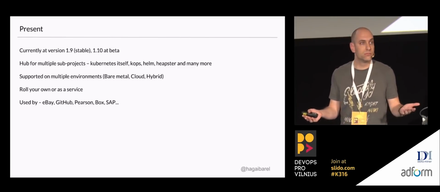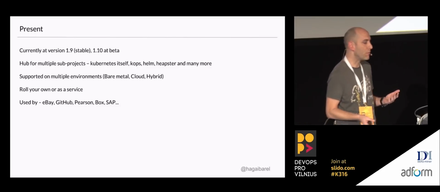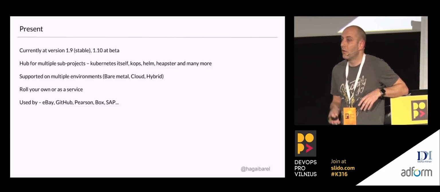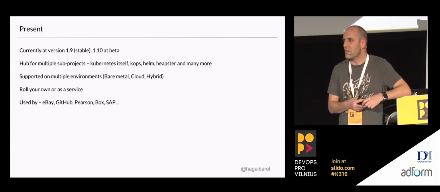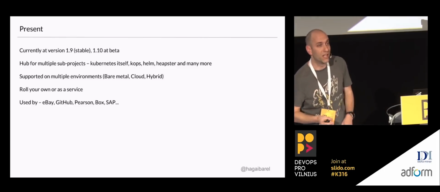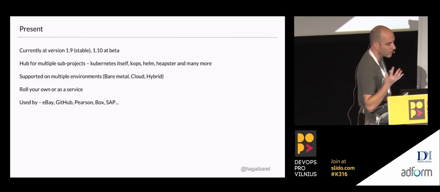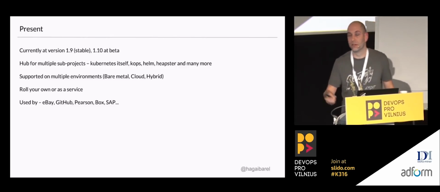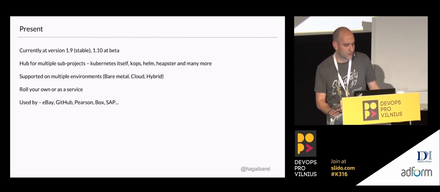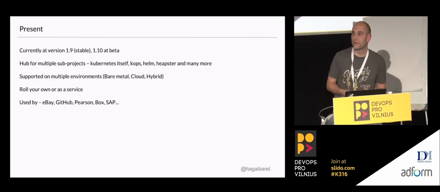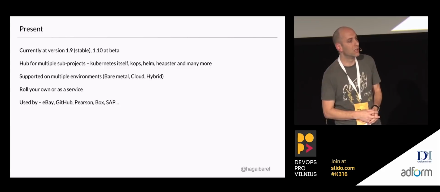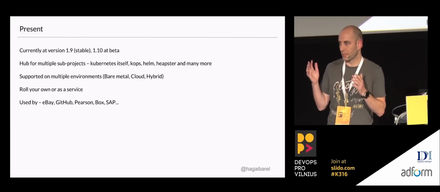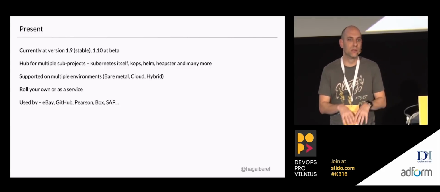You can roll your own, just download the source code, compile it, install it, have fun, or you can just use it as a managed service from a cloud provider. Most major cloud providers today provide a managed Kubernetes service, Azure, Google Cloud naturally, and AWS just announced one at re:Invent last year. Major companies you might have heard of using Kubernetes: eBay, GitHub, Pearson, Box, SAP, a lot of big enterprise companies, not just local startups.